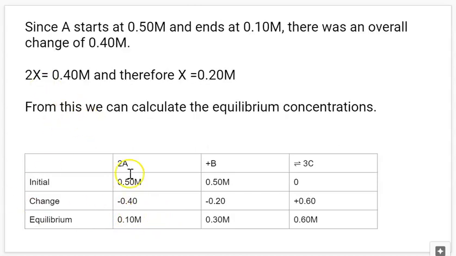We know that the change for A was minus 2x, and the difference between 0.5 and 0.1 was 0.4. So therefore, if 2x is equal to 0.4, then x is going to be equal to 0.2, which means that the change in concentration of B is going to be minus 0.2, and the change in concentration of C is going to be 0.2 times 3, or 0.6. So then we end up with an equilibrium concentration of A of 0.1, equilibrium concentration of B of 0.3 molar, and then an equilibrium concentration of C of 0.6 molar.